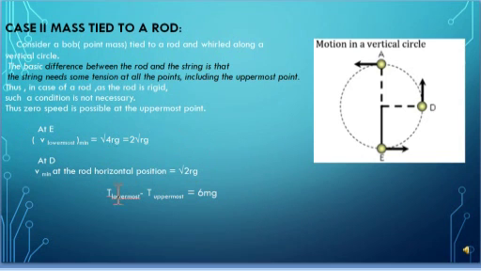So what is the difference between tension between uppermost and lowermost, that is T lowermost minus T uppermost is equal to 6 mg. This is case 2, that is mass tied to a rod.